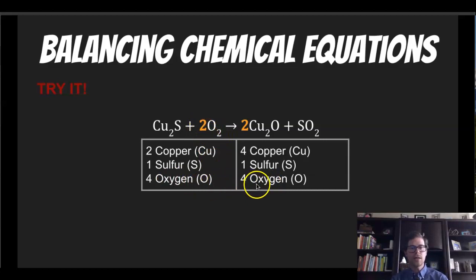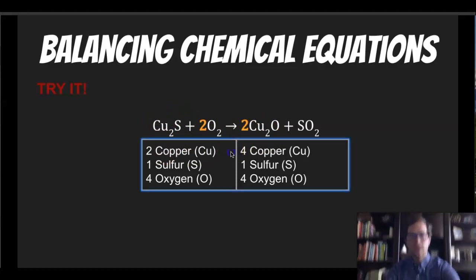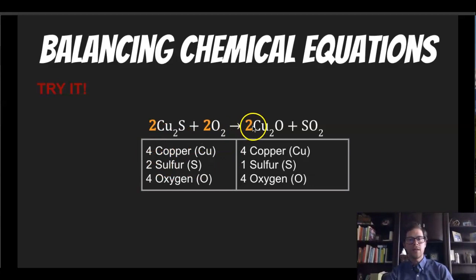Cool, the oxygens are balanced, the sulfurs are also balanced, but what happened here? Well, when we put this 2 here, we actually end up with 4 coppers on the right, and we still only have 2 coppers on the left. So that still leaves us with more to do. Let's keep going. So the other thing that we can do is say, well, now that we have 4 coppers here, let's put a 2 on the left side so we get our 4 coppers.